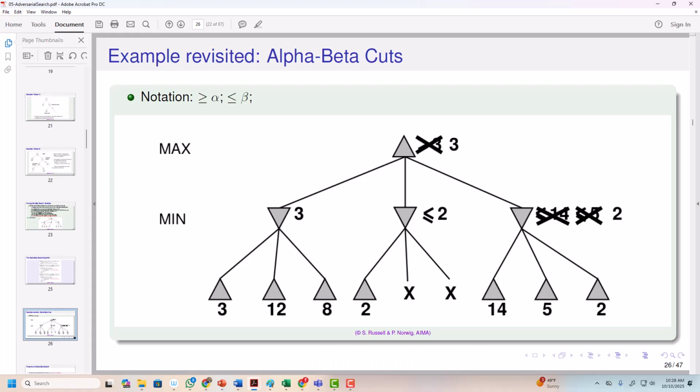Suppose there is a node n somewhere in the game tree. If a better option has already been found, either at the parent of n or farther up the tree, then node n will never be chosen in actual play. Let's say here, if a better option is already found above, so I found a 3 here. When I come to check 2, I know there is a 3. So I will say, oh, I get 2 or less, so I do not need to explore them. That's as simple as that.